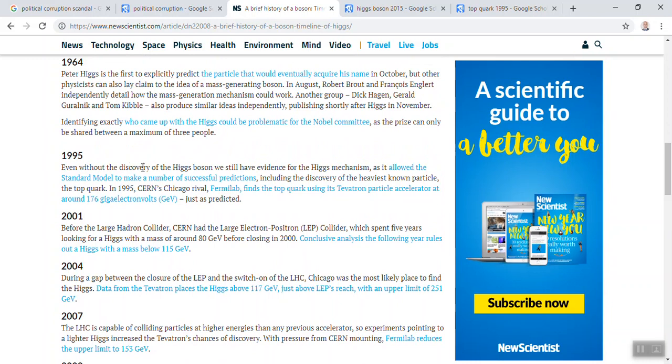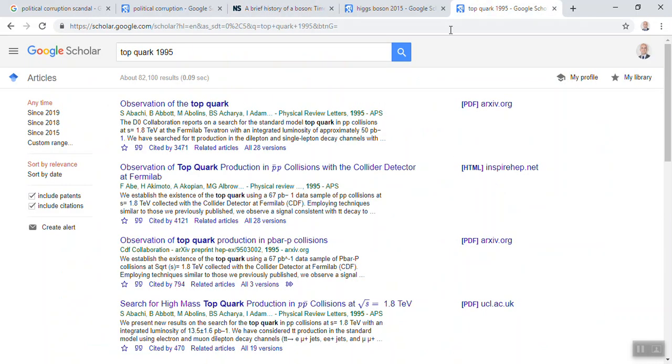Here we have something though, this was a discovery. So when scientists discover something, then they publish it in a journal. So 1995, what they discovered, the discovery of the heaviest known particle, the top quark. Okay, so if you go to Google Scholar and look up 1995 and top quark, like I did, you'll find top quark 1995 cited by 3,471 people.